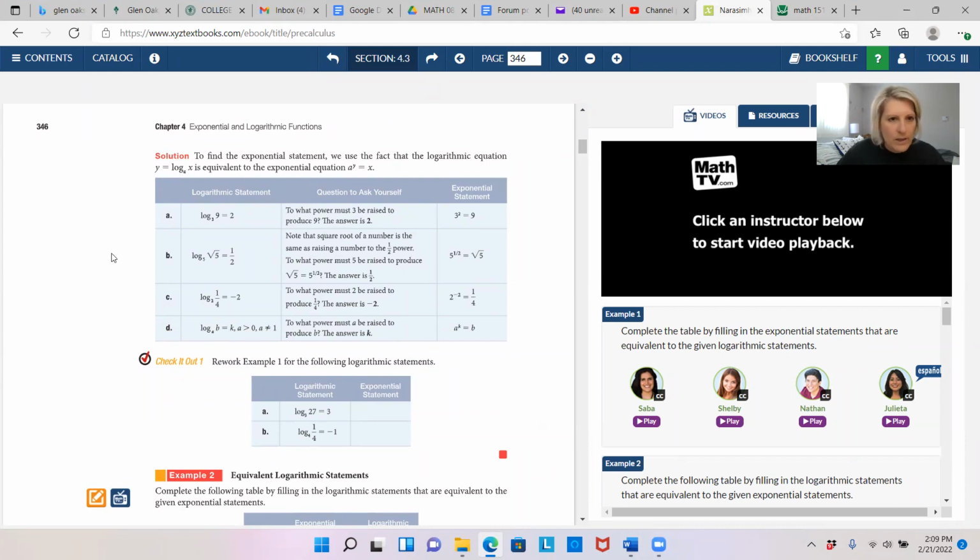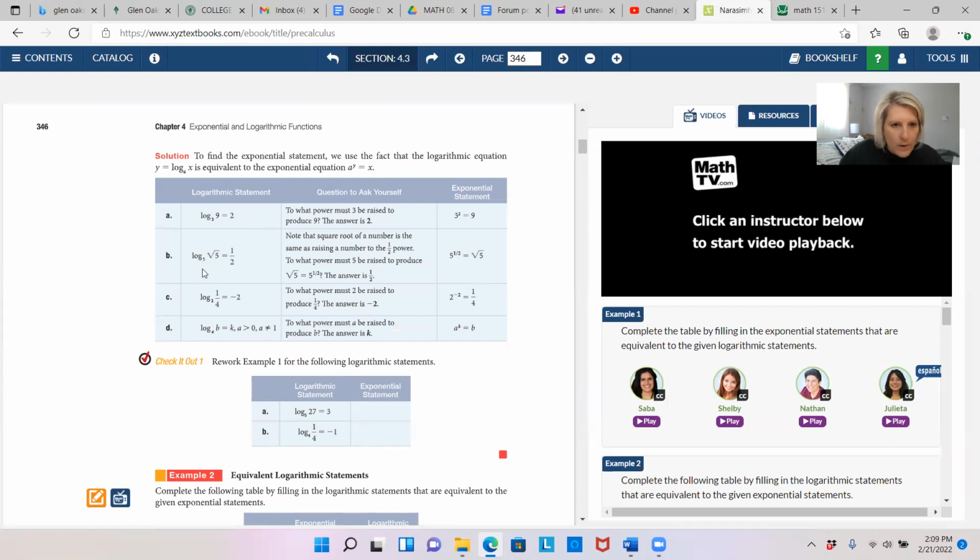So if we turn to page 346, it says, we read this as log base 3. So the little subscript there is a 3, that's your base. So it says log base 3 of 9 equals 2. And how we would say this to ourselves, and this is exactly what I used to do, I love this book, it says, to what power must 3 be raised to produce 9? The answer is 2. And that's all written here. So you take 3 and you bump up 2 into the exponent, and that equals 9.